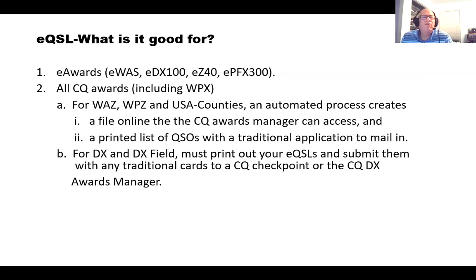What's it good for? It's good for their own awards: eWAS, eDX 100, eZone 40, Worked All Zones 40, and ePrefixes. Worked All Zones is normally a CQ award. There are 40 CQ zones. If you're interested or curious, the IARU, International Amateur Radio Union, has 90 zones. The difference is that some of those zones are entirely water areas, which are obviously very hard to make contact with. All 40 zones on CQ have some land masses tied to them.